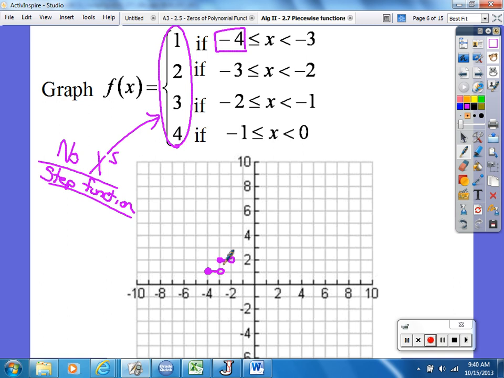So I want you to write a note right now. How do you graph a step function? How do I know where I start these points? And the very last statement should be connect the two dots, right? So how do I know what points to put on?